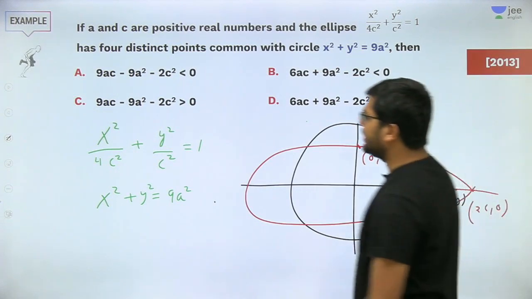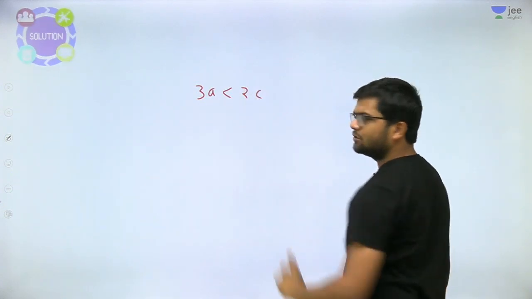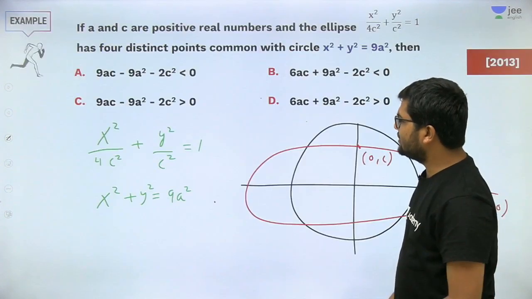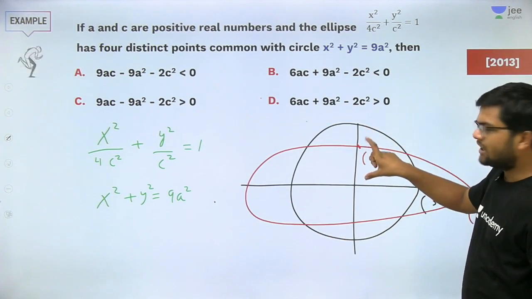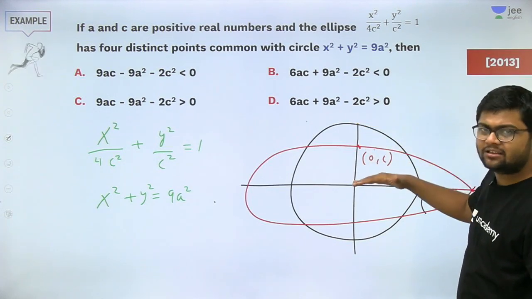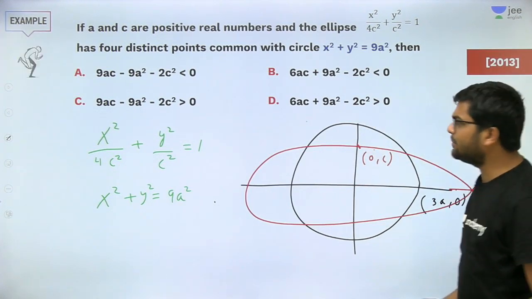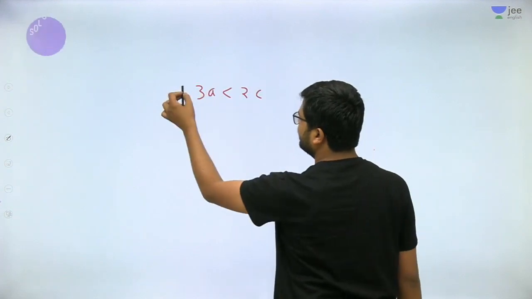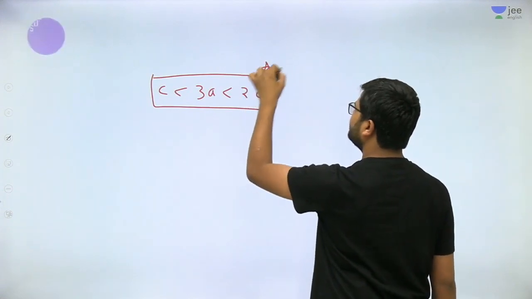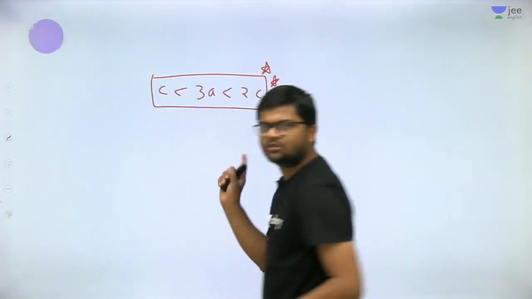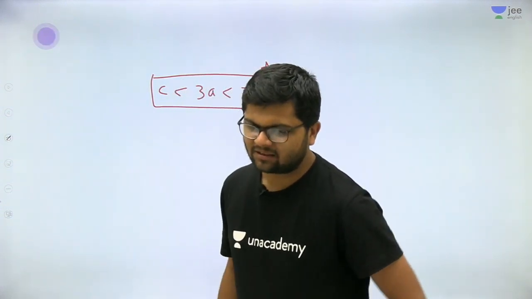Therefore, from this geometry I can conclude that 3a should be less than 2c, meaning the major axis of the ellipse 2c should be greater than 3a, but 3a should be greater than c. The radius of the circle should be greater than the minor axis, so that it crosses the ellipse and gives you the 2 points of intersection. Getting my point? Therefore, 3a should be greater than c. So that is the inequality that you should conclude from the given geometry. I hope everybody must have understood this one. Yes or no? Yes, Saksham, yeah. Getting my point?